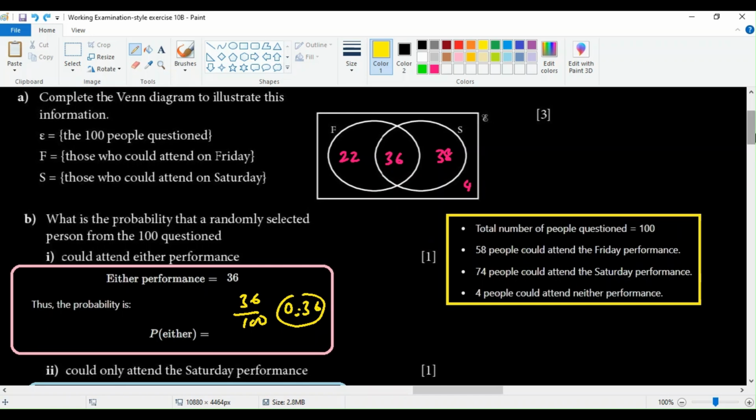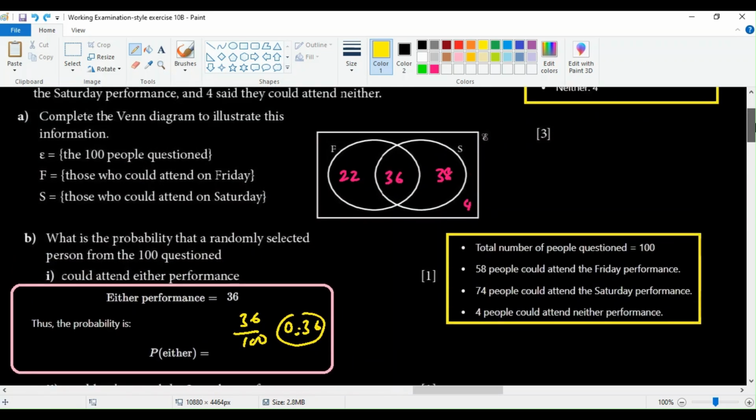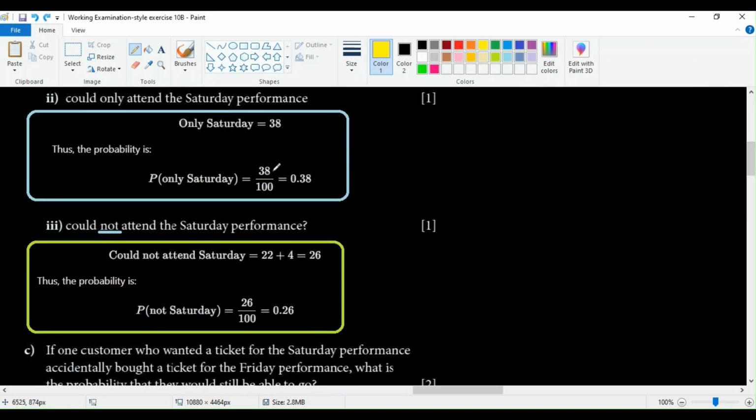Now comes the second part, could only attend the Saturday performance. It is going to be 38. Here we are talking about only Saturday. So this is going to be 38 over 100, which is 0.38. Both are fine. You get 1 mark for anything you write. Now, could not attend the Saturday performance. This is going to be 26. That means 26 over 100 and 0.26. Both are going to be correct answers.